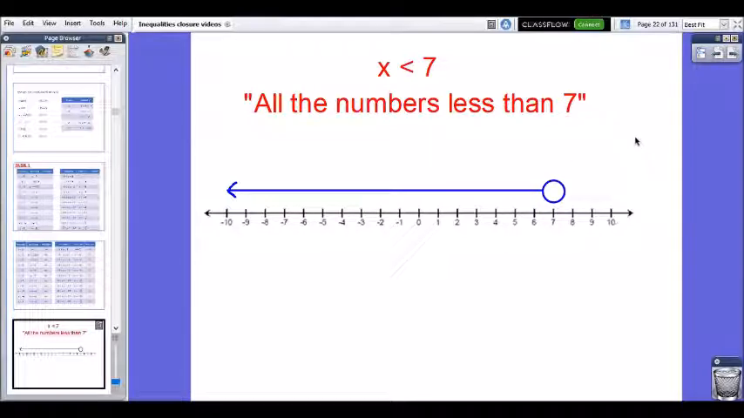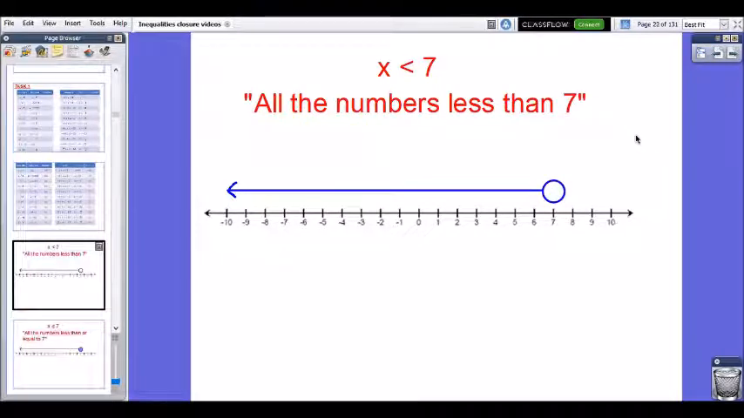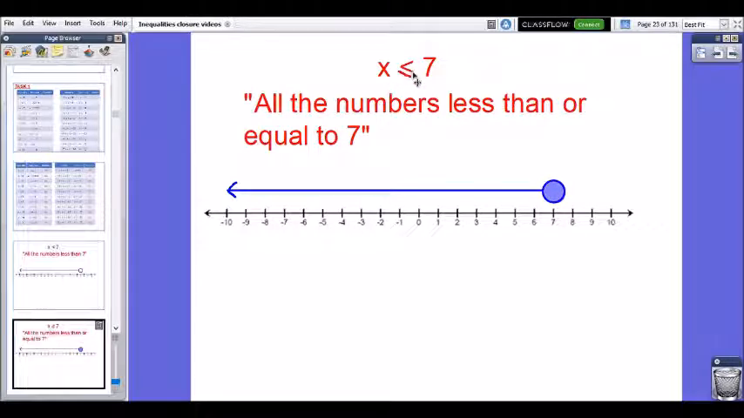Okay, but what about if I ask you this? How would I represent x is less than or equal to 7 on a number line? So notice how similar this inequality is to our previous one. So let me flick between the two. Do you notice the difference? Okay, so when I add that line underneath my inequality, that means that x could represent all the numbers less than 7, and it could also be equal to 7 as well. So when I have the extra line on my inequality, I colour in that circle.